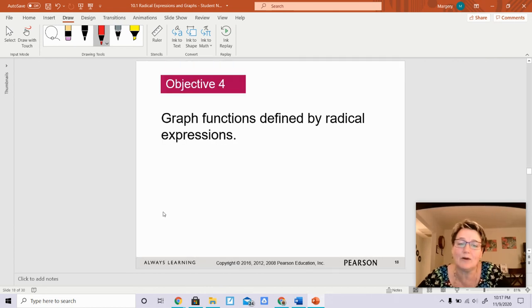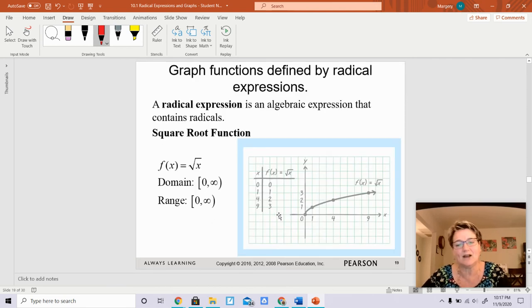Now we're going to talk about graphs. Graph functions defined by radical expressions. These ones here are kind of nice because all we're doing is plugging and chugging. First of all, a radical expression is an algebraic expression that contains radicals. It's the square root function. So if I have f of x equals the square root of x, you're going to put in a value for x, which is what's under the radical. And then you're going to take the square root of it.